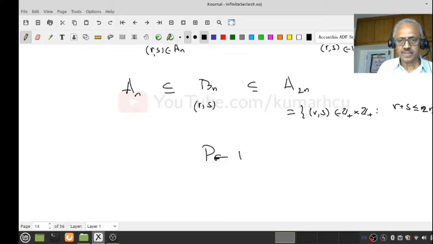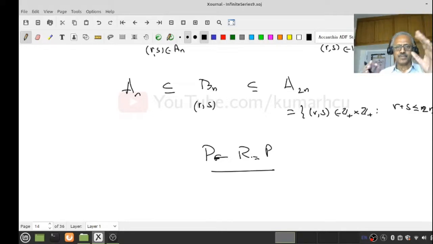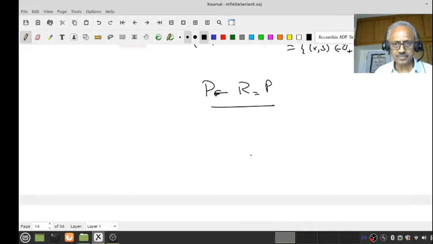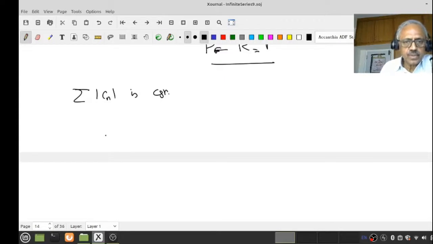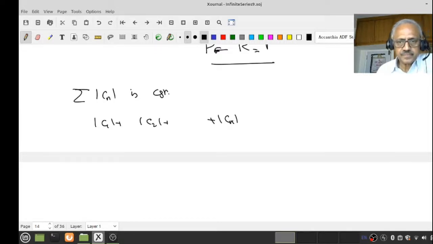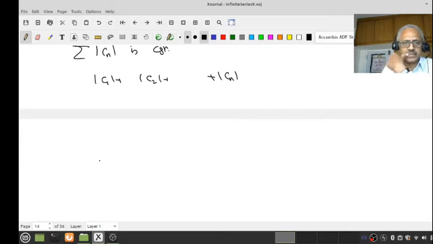As I said, this is purely a formal algebraic thing, and remember, everywhere we are dealing with finite things. Okay, there is no confusion, no infinite series as of now. Now first we want to prove that the summation of mod cn is convergent, right? Therefore, are you following? Okay, how do I prove that? This is mod c1 plus mod c2 plus mod cn. This is what I want to show is convergent. Right, how do I prove that?